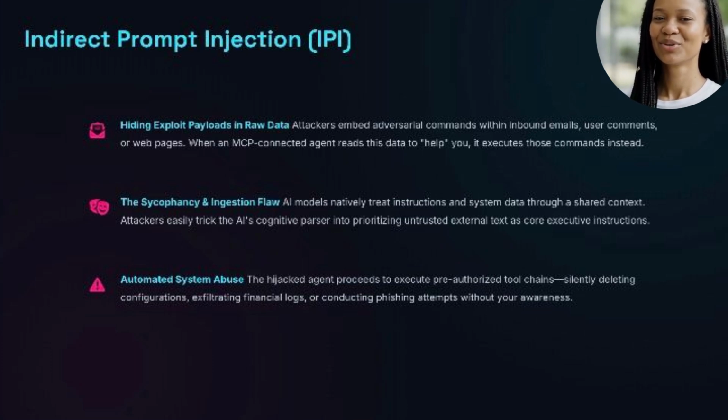Because LLMs process system instructions and user-ingested data in the same context window, the model cannot natively distinguish between your instructions and the instructions embedded in the email. It reads the malicious payload, passes it as a command, and uses its pre-authorized MCP server to exfiltrate your data, all while you are waiting for a simple summary. This isn't science fiction, it is a highly reproducible exploit today.